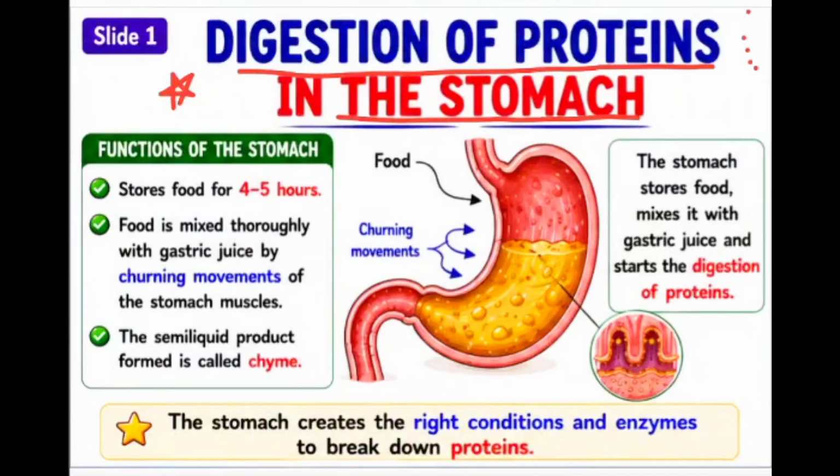In this video, we will understand the functions of the stomach, the components of the gastric juice, the role of hydrochloric acid, activation of gastric enzymes, and finally, how proteins are converted into proteoses and peptones.